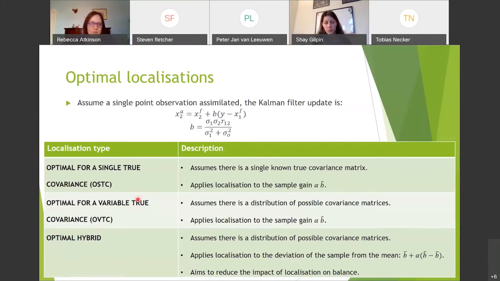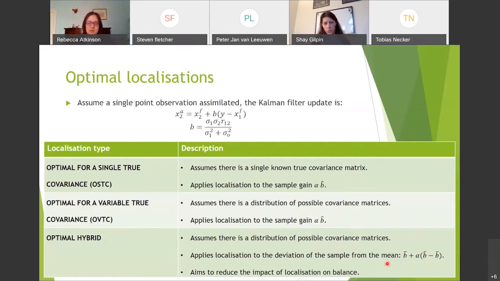So a second form is optimal for a variable true covariance matrix, OVTC, where it's assumed some statistics can be known about the distribution of possible covariance matrices. And again, the localization is applied directly to the sample gain. In a third and final form, it's again assumed there's a distribution of possible covariance matrices. This time, a localization is applied to the difference between the sample and mean gain, which has the impact of damping. The localization then damps towards a mean as opposed to towards 0.